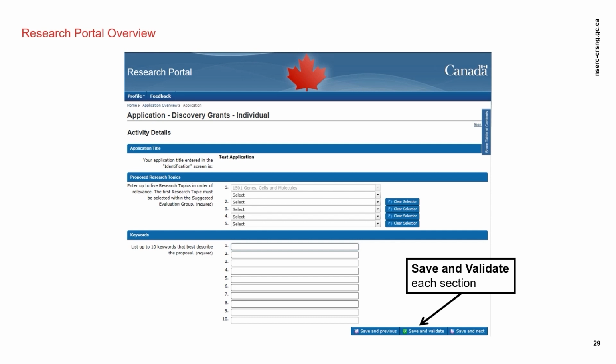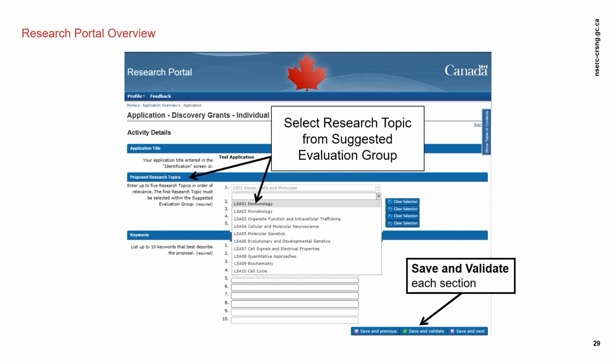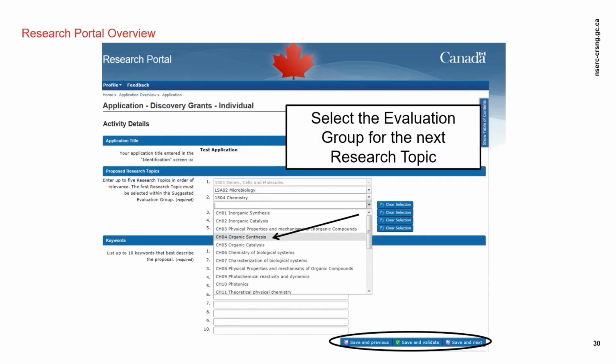Here you can enter up to 5 research topics. A reminder that the first topic is the most important, as it plays a large role in which EG your application is assigned to. First, you will select the EG, and then that will populate the second drop-down menu with the related research topics. We encourage you to enter 5 research topics in priority order. You have the option to clear selection, which will remove a previously selected research topic, and you can then re-enter as required. It is acceptable to have research topics from different EGs.